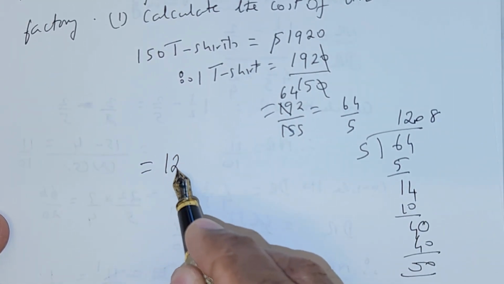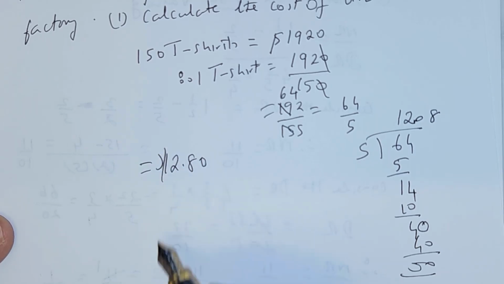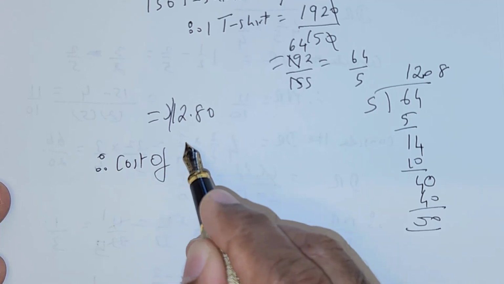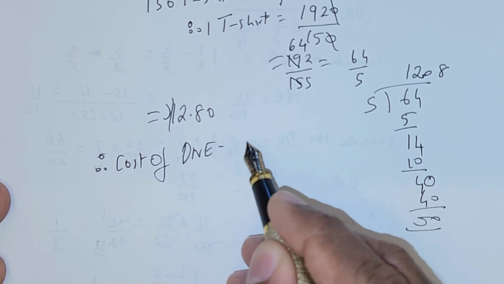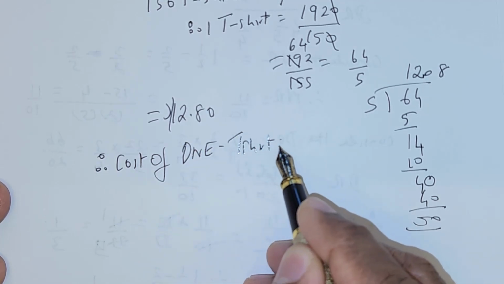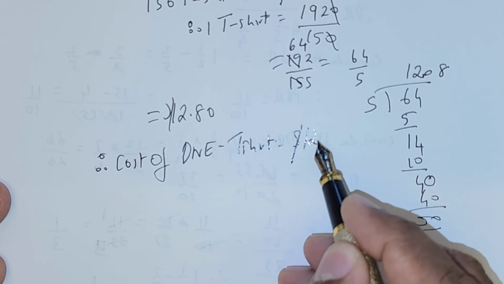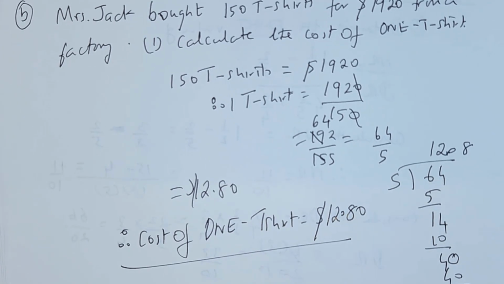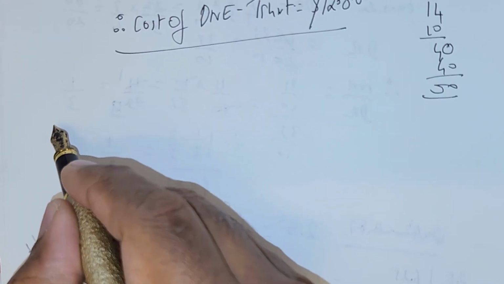So what do you get here? You get $12.80. So therefore the cost of one t-shirt is $12.80. Okay, so that's a completion for this particular question. So this is the next question.